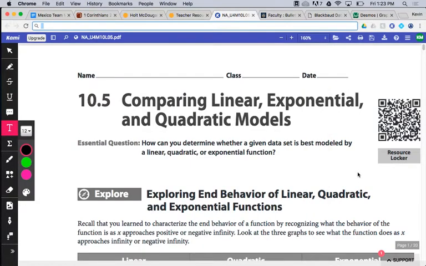All right. Lesson 10.5, comparing linear, quadratic, and exponential models.